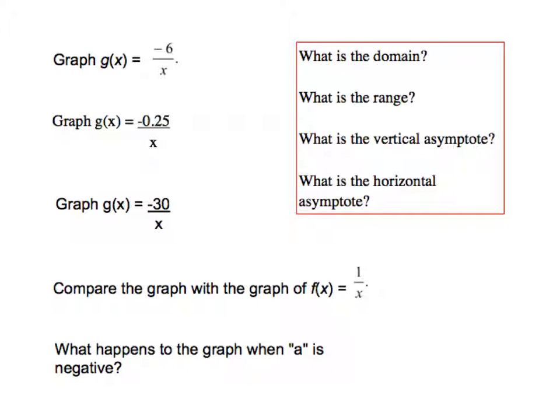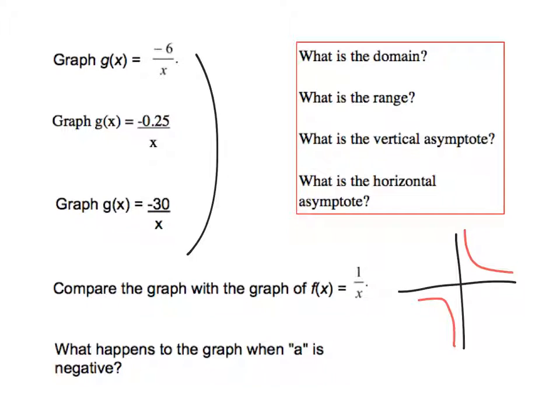And then what I wanted you to look at with these four graphs as you compare them to the parent function is that a negative in front of the a value moves the branches of the hyperbola. So when a is positive, like on the last slide, the branches of our hyperbola were here and here in quadrants 1 and 3. When we make that negative, if you notice, it moves those branches into quadrants 2 and 4.